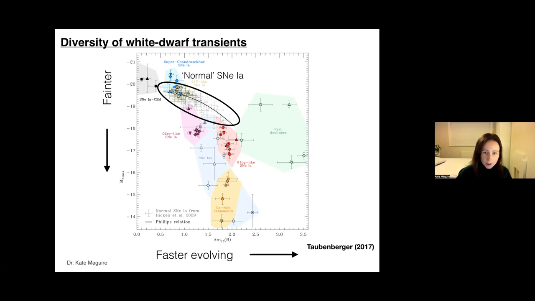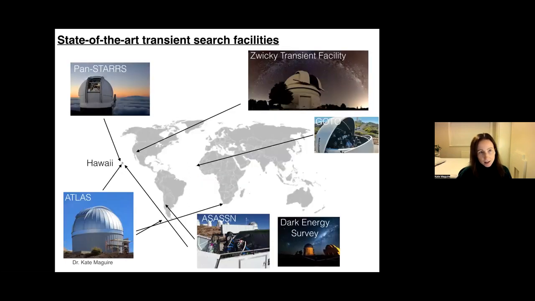So this wouldn't be possible, to get these large numbers of events, without a lot of state-of-the-art transient search facilities. So I've put some of these here on the map, some of the main ones that are active at the moment. And so they scan the sky looking for new supernovae, which then provide alerts, and then we go and get follow-up observations. So we want to get the follow-up observations as soon as possible after we find the transient, because as has already been shown by Abby, these are very interesting observations to get, and I'll discuss them a bit more in a minute.